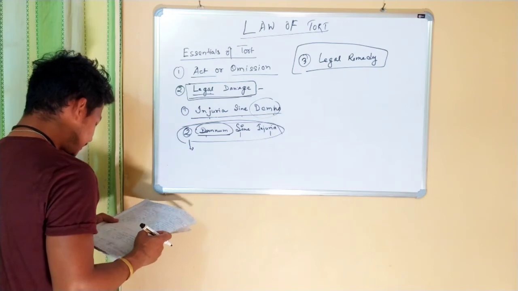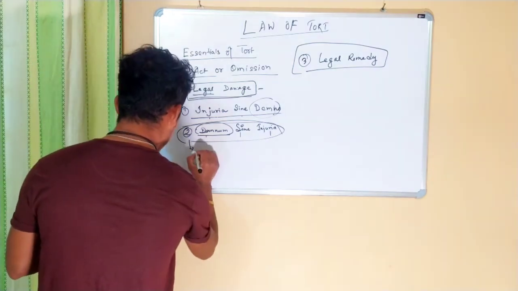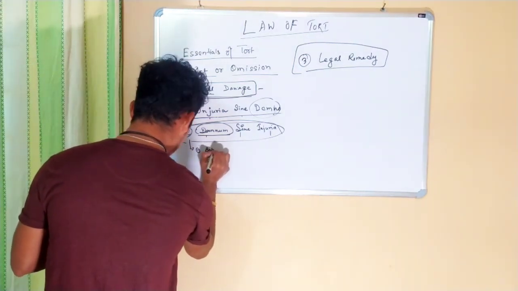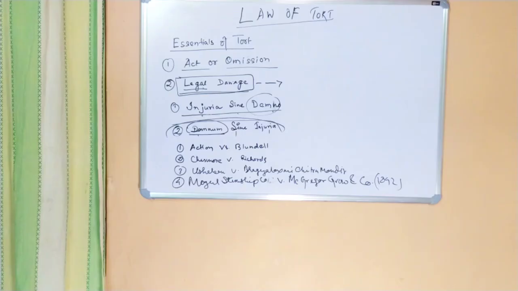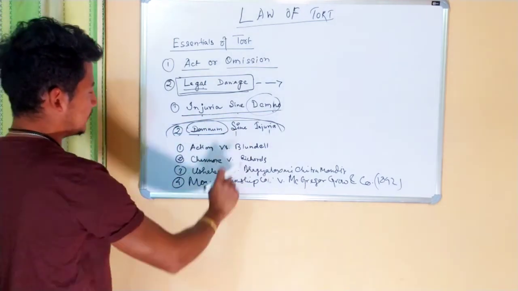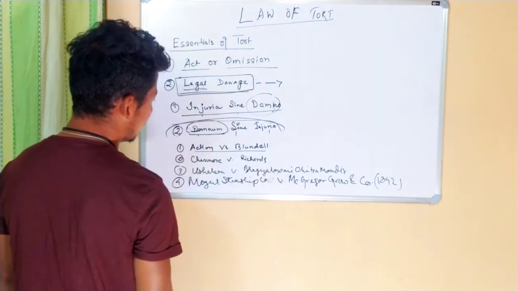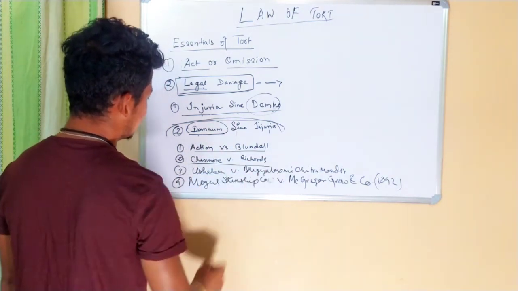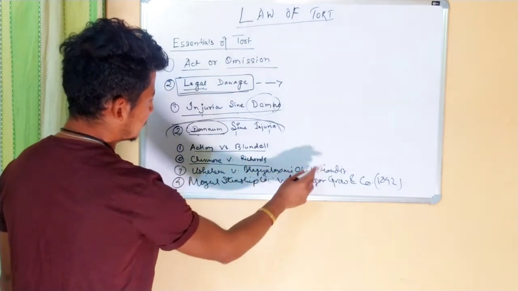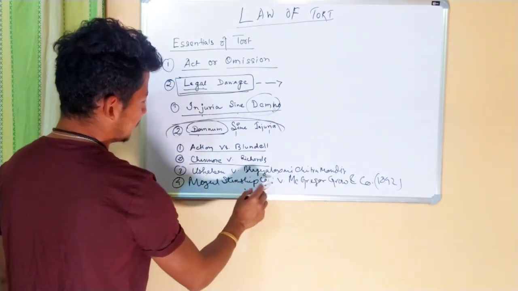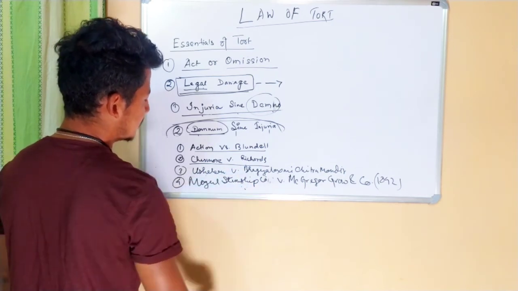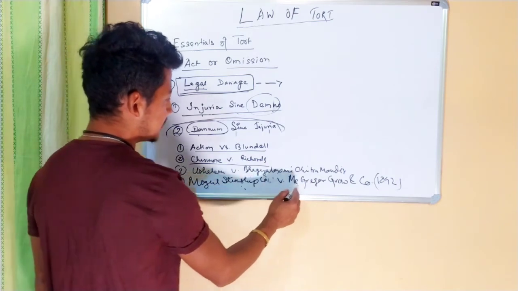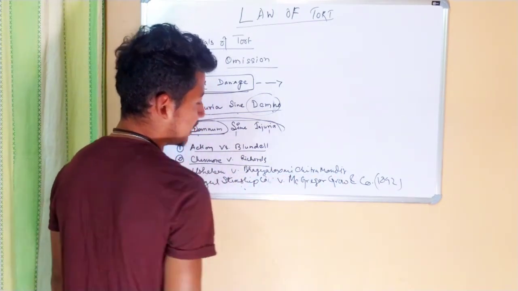Number one is Ashby versus White. So these are the cases related to damnum sine injuria, that is Acton versus Blundell, Chesmore versus Richards, Usaben versus Bhagyalakshmi Chitra Mandir, and Mogul Steamship Company versus McGregor Gow and Company, 1892.